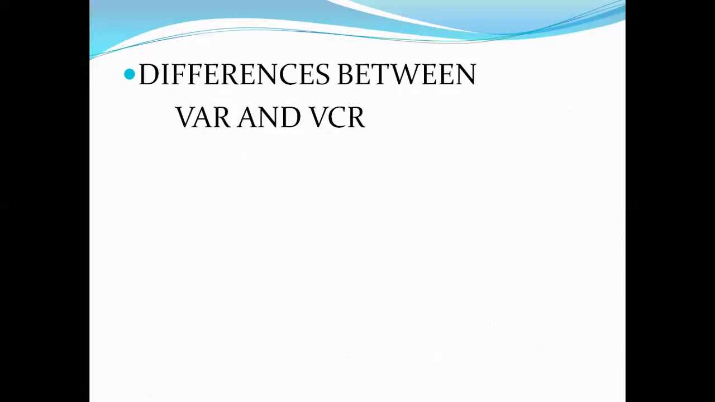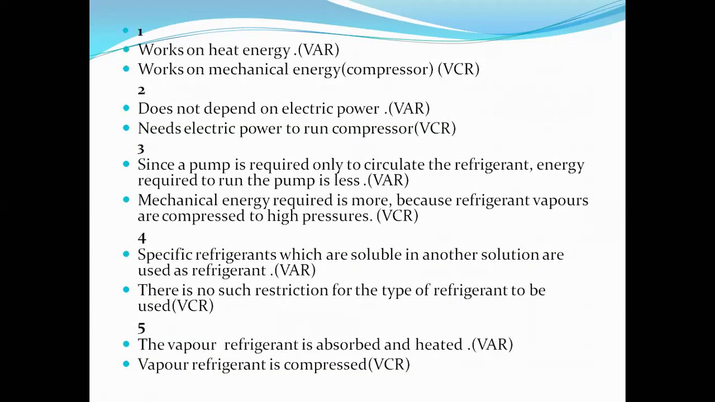Now, most important, I'll discuss the differences between VAR, that is vapor absorption refrigeration system, and vapor compression refrigeration system. First difference: in case of VAR, it utilizes heat energy. As I said, a generator is there in VAR, but there is no generator in VCR because we have a part called the compressor. Hence, VAR works on heat energy, whereas VCR works on mechanical energy.